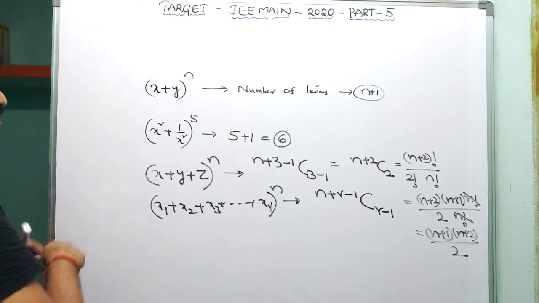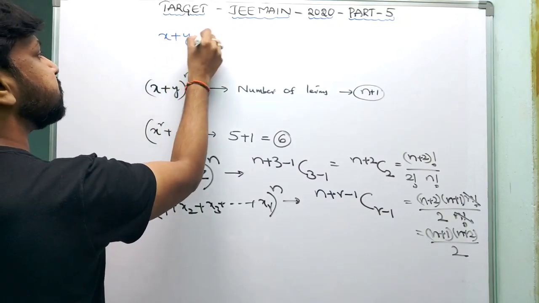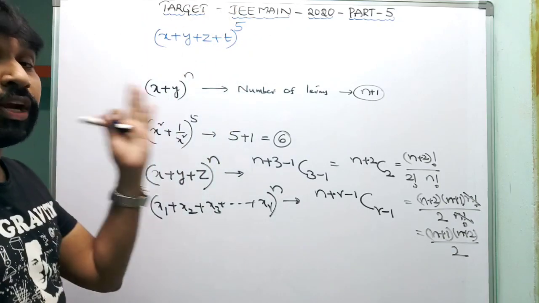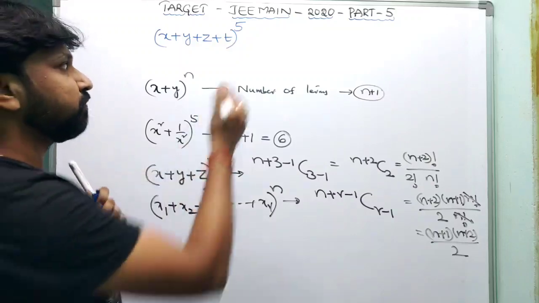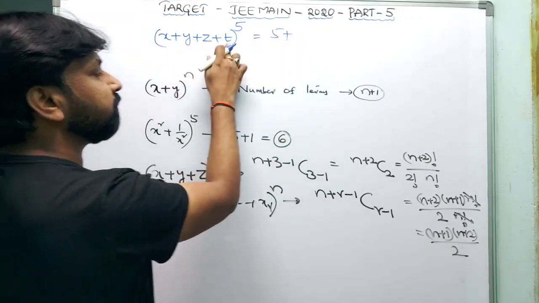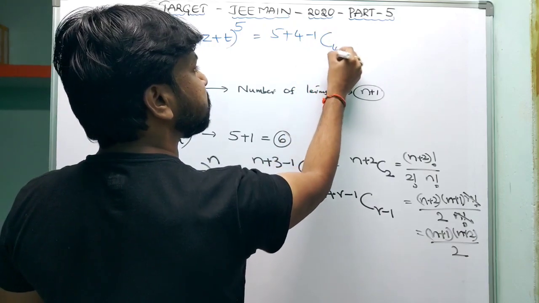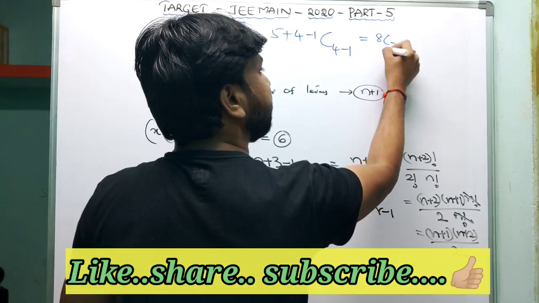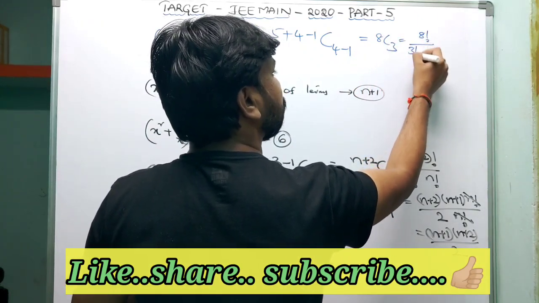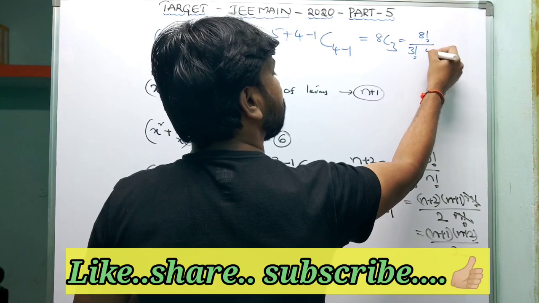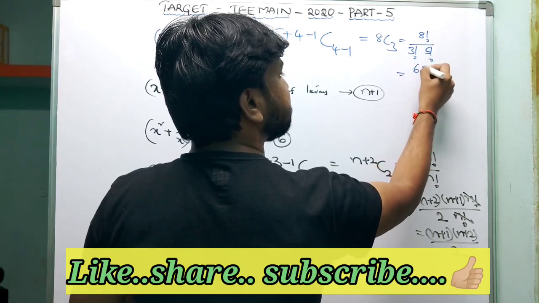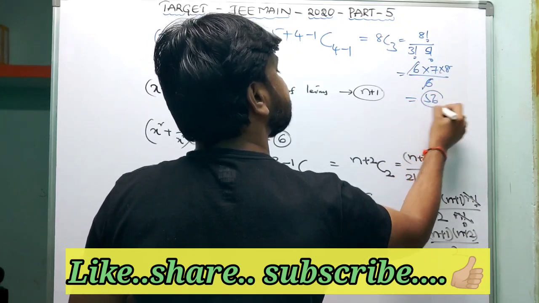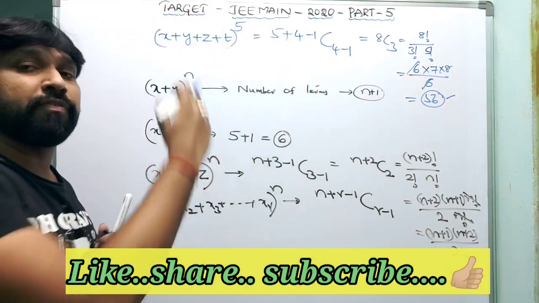For example, they are going to give a question like this: (x plus y plus z plus t) whole power 5. In this expansion, how many total number of terms exist? Very simple, friends. It equals 5 plus 4 terms given, minus 1, that is C 4 minus 1. So 5 plus 4 is 9, 9 minus 1 is 8 C 3. So that is 8 factorial by 3 factorial into (8 minus 3) factorial, that is 5 factorial. Your result is nothing but 6 into 7 into 8 by 3 into 2, so your answer is 56, friends. In this expansion, total number of terms are 56.